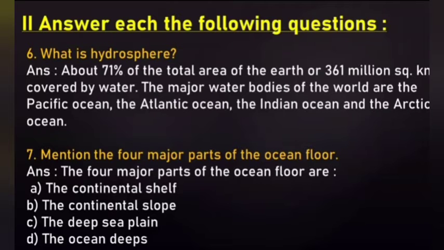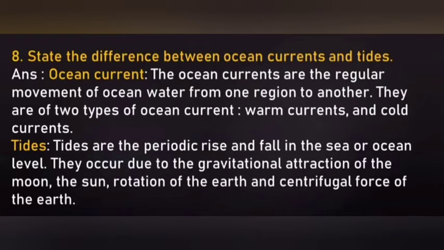Next question is mention the four major parts of the ocean floor. The four major parts of the ocean floor are as follows: the continental shelf, the continental slope, the deep sea plain, and the ocean deeps.